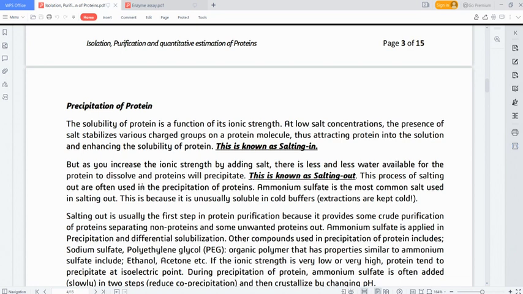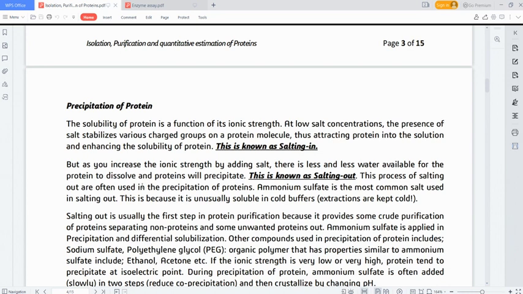And this is what we call salting in. In other words, when I have proteins in solution or my protein doesn't want to dissolve, maybe because the environment is not quite ionic, I can increase the ionic nature of the solution, and when I increase it a little, the protein can go into solution very well. And that is what we call salting in. You're adding a little concentration of salt to enable the protein to go into solution.